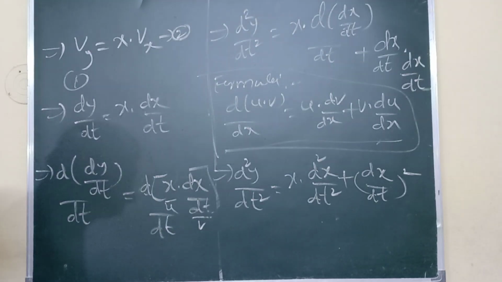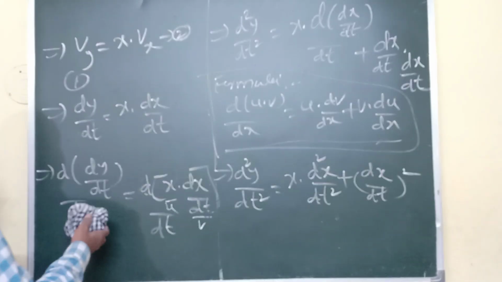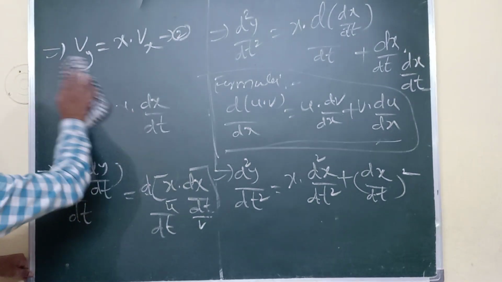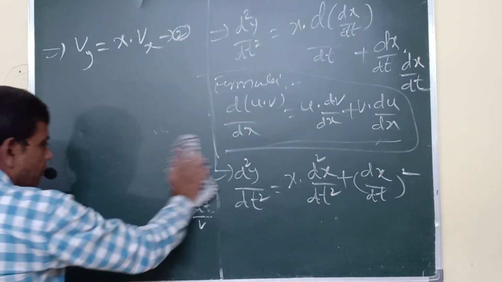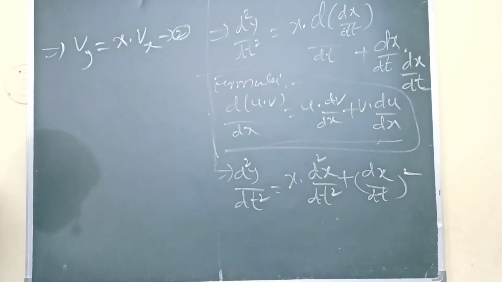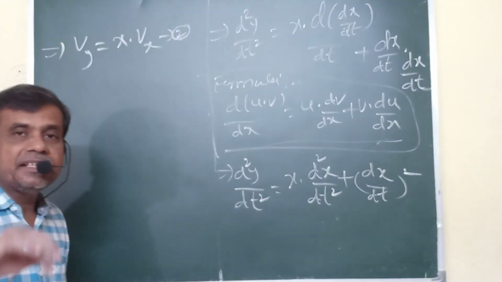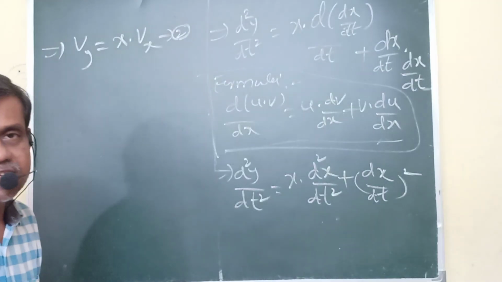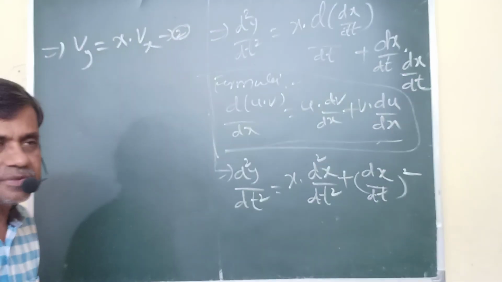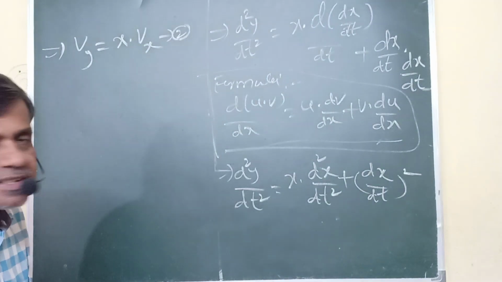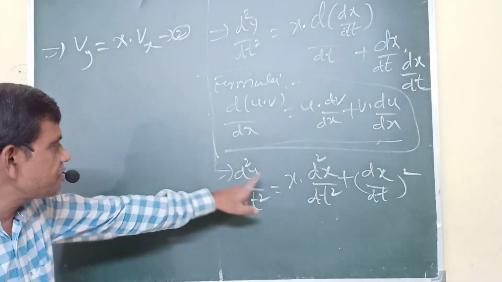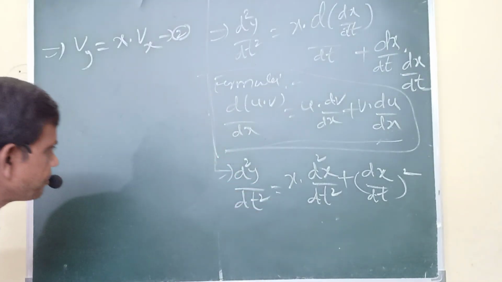Now we go to acceleration condition. If y is the displacement, dy by dt is rate of change of displacement, that is called velocity. Again differentiation. Rate of change of velocity is called acceleration. So second differentiation of displacement belongs to acceleration.